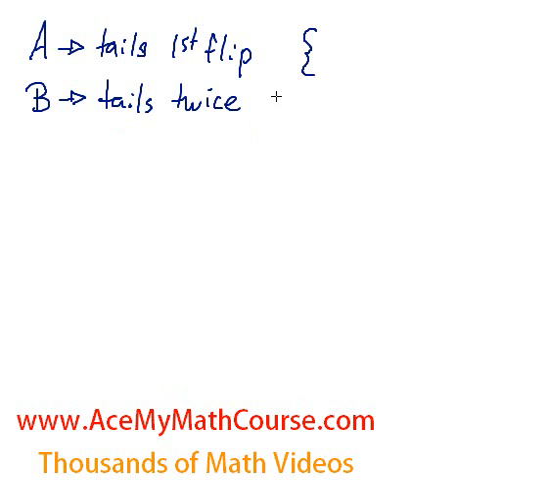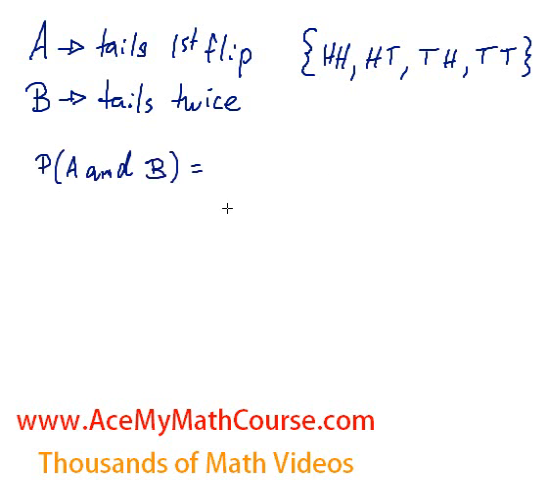of flipping two coins. We can either get heads and heads, heads and tails, tails and heads, or tails and tails. So 4 possibilities here with our sample space. Okay, so remember that the condition for two events to be independent is that the probability of event A and B is going to be equivalent to the probability of event A times the probability of event B.